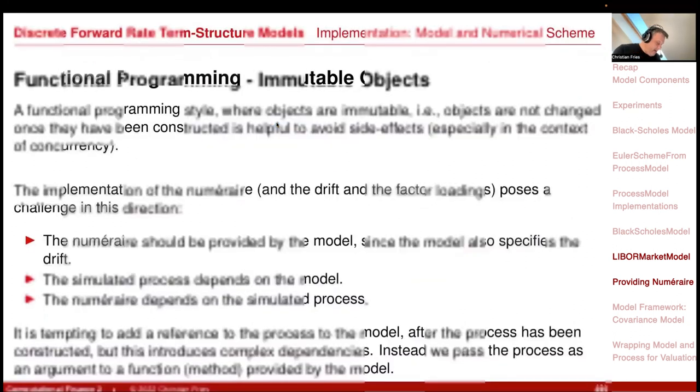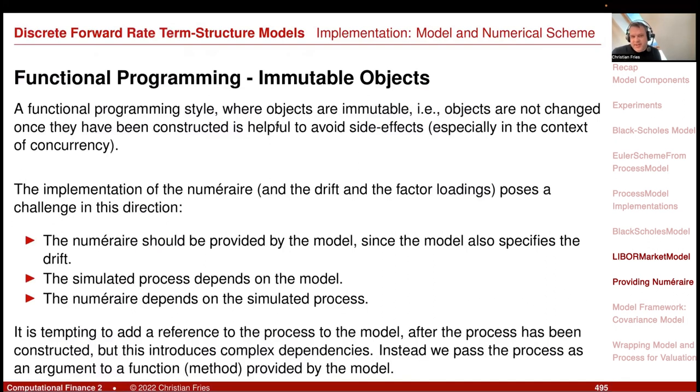So I like to have immutable objects. Immutable objects means that I do not like to modify the object after they have been constructed. But here in this implementation of the numeraire, there is a small challenge. The numeraire should be provided by the model. So it should be in my blue component, so to say, since the model also specifies the drift. This is my thing with the cohesion. Numeraire and drift should be specified in the same part because they have a dependency.